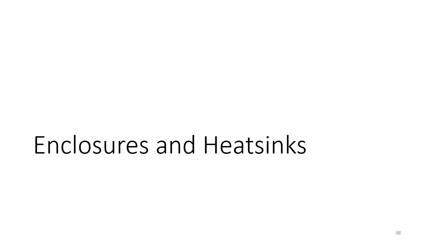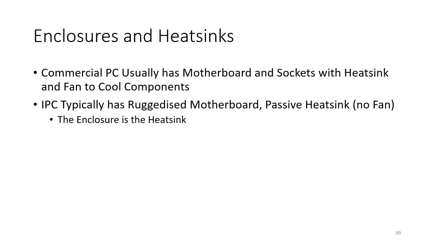We mentioned heatsinks earlier. Let's talk about how heatsinks and enclosures are linked, and also to talk about the sorts of enclosures that you might have. So in the commercial PC, you usually have a motherboard, and that has sockets, and there would be a heatsink and a fan to cool the components. And if you're building your own system, you can purchase those separately. So you buy your motherboard, you buy your CPU, you plug those in, you mount the heatsink on top of that motherboard, and you install that in a case, and then you would have a variety of fans. So there might be a fan on the heatsink, and there might be fans on the enclosure as well.